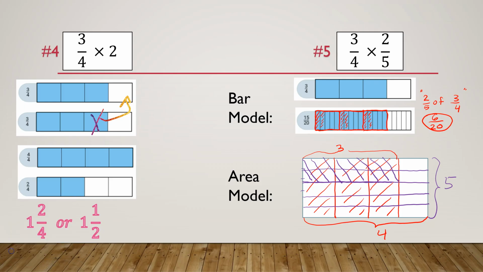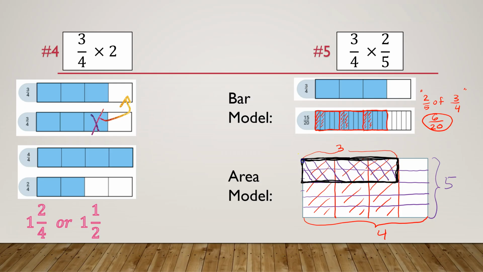How about black? This one right here is my answer. That one right there is 2/5 of 3/4. The question is, what fraction is that? How do we represent that fraction?